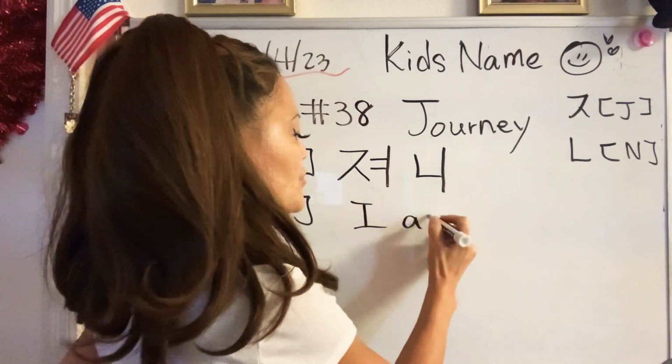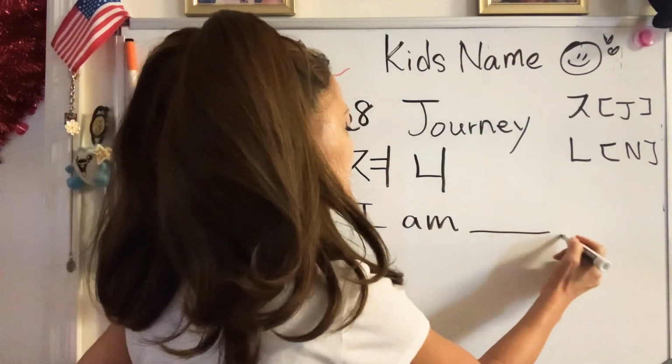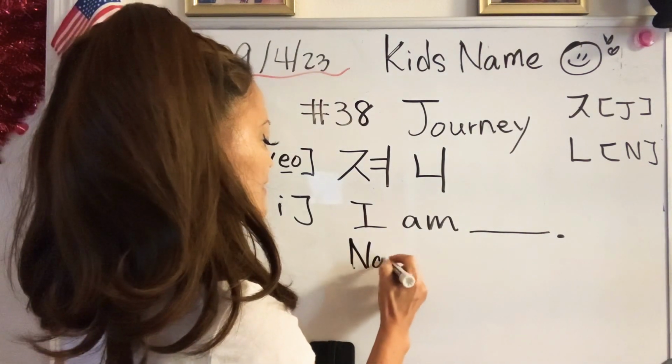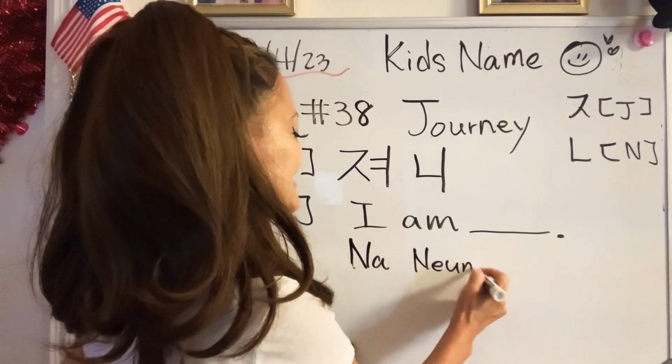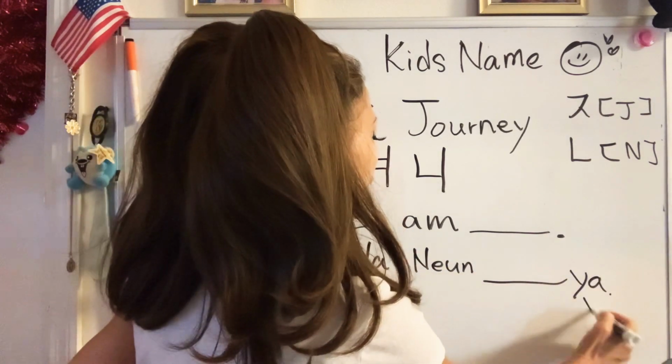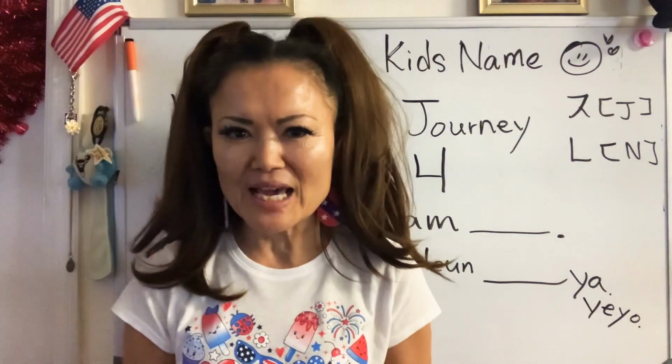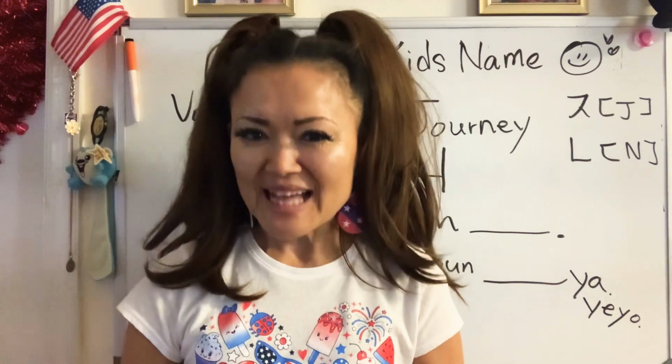This time, I'm going to teach I am Journee. How do you say I am Journee in Korean? 나는. Can you say that? 나는 Journee야. Or 나는 Journee예요. All right, let's practice after me, okay? 나는 Journee야. 나는 Journee야. Or 나는 Journee예요. Good job, Journee. 나는 Journee예요. Either one, okay? Sony says, 나는 Sony야.